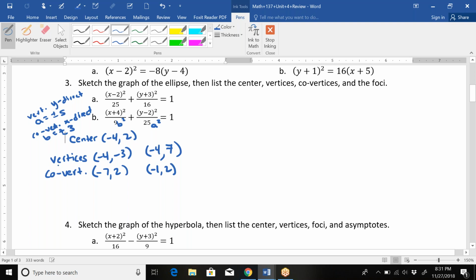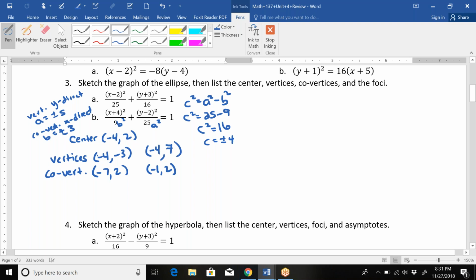To find your foci, you have to know your c squared. So remember, the formula for the relationship with the ellipse is that c squared is a squared minus b squared. It's really easy to remember. If you have a plus here, you have a minus in this formula, so it's always opposite. So c squared is 25 minus 9, which is going to be, is that 16? Yes, so c is ±4 here.